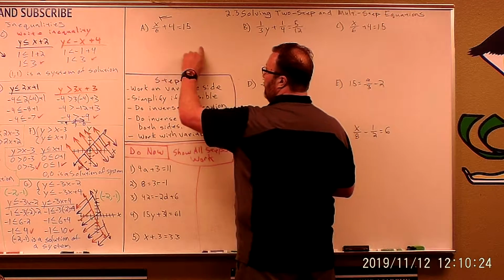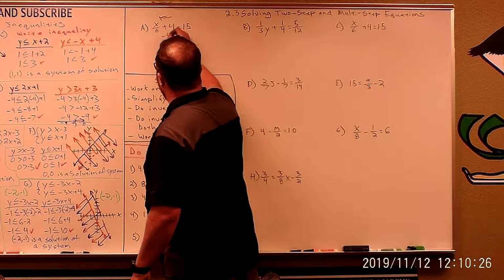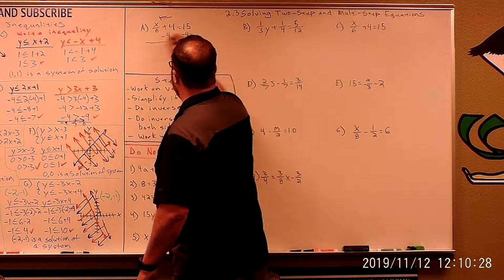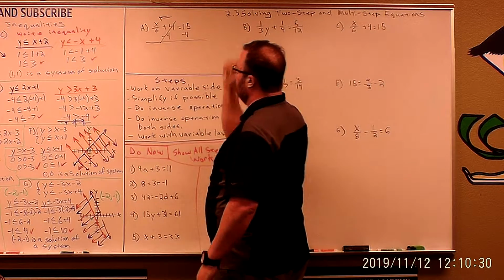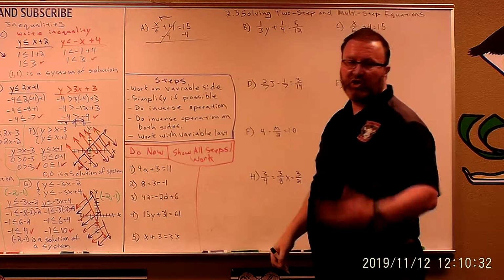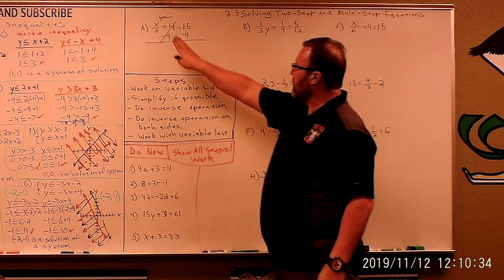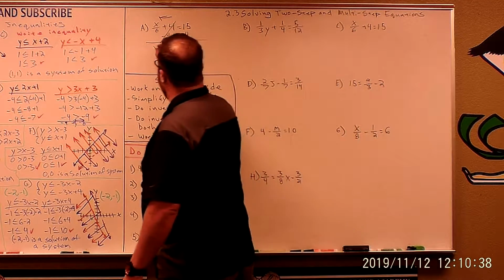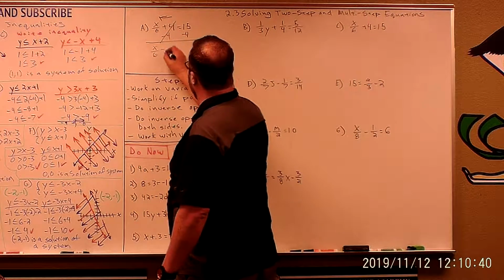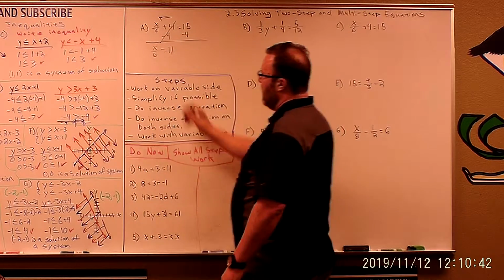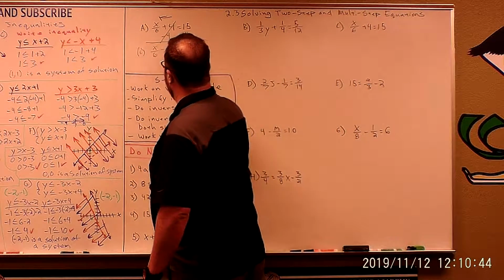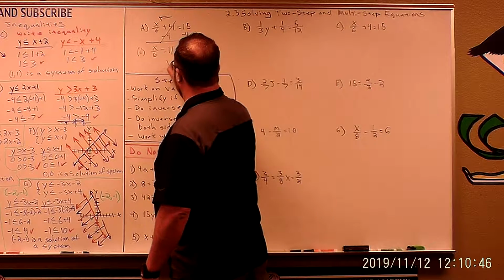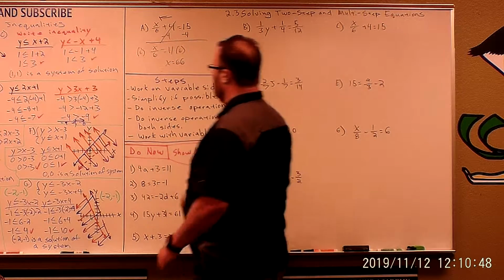So variable side, right? We're going to subtract 4 from both sides. That's our first step. Why do I do this? It shows where it originated, so I know I moved it over here to over here. Then I bring down the x over 6. There's my first step, right? And then I multiply by 6 on both sides, and we have the answer. X equals 66.